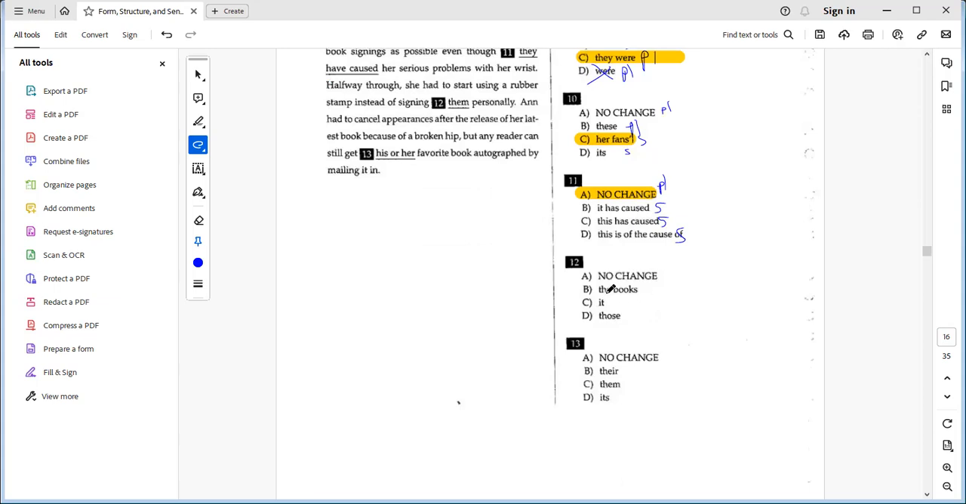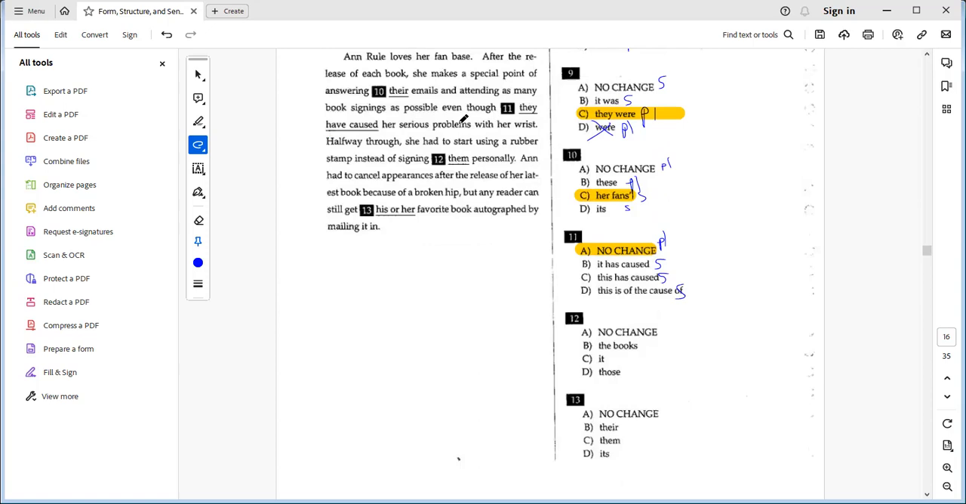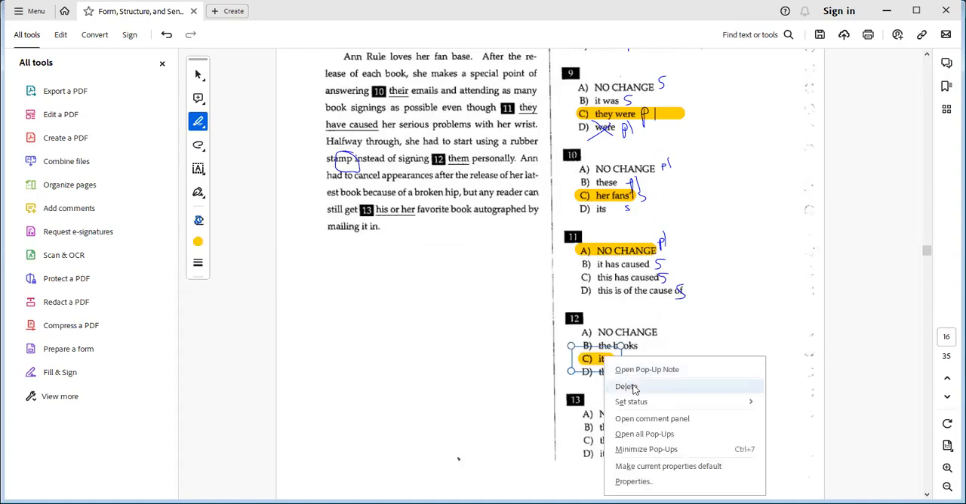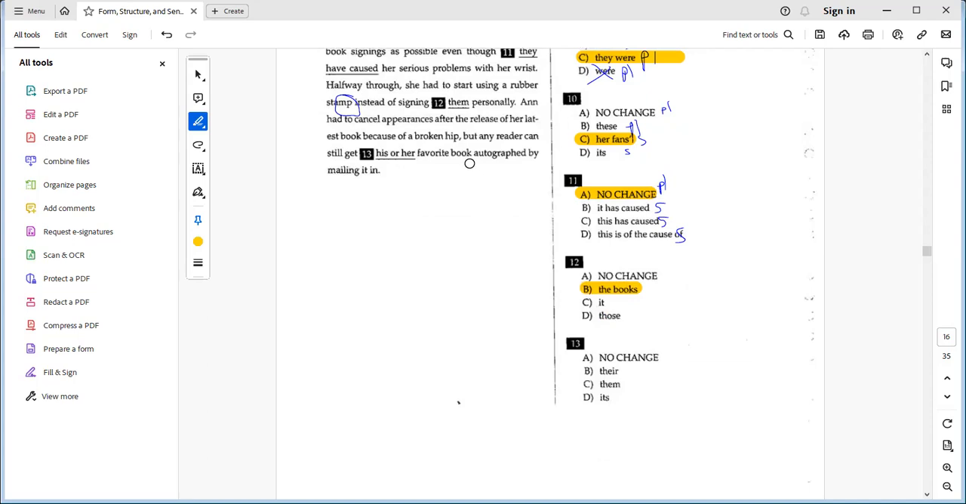Number 12. It has a box, so we can't. So let's read it. Number 12. Halfway through, she had to start using a rubber stamp instead of signing. So here we're talking about the stamp. Or we're talking about the letter, the email. So it's singular. So it must be "it." No, wait. Here it is not the stamp. Here "signing" in the box is better. Signing the box.